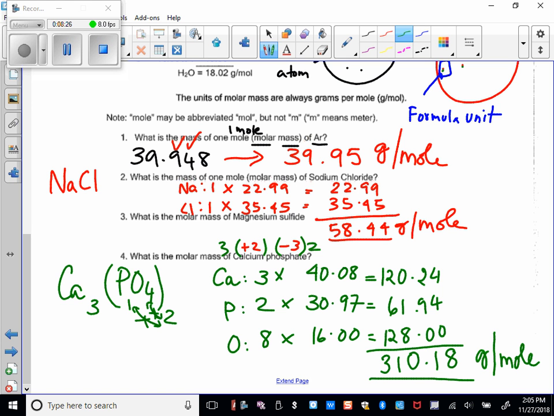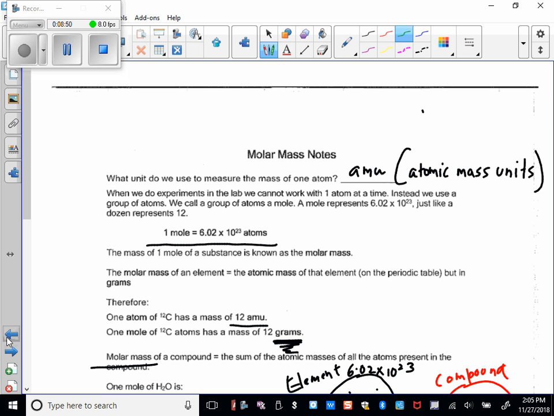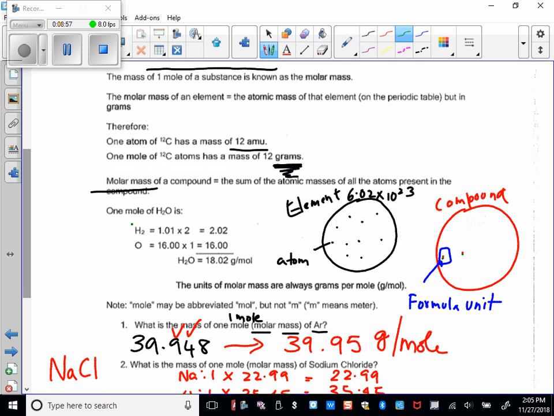Are we good with calculating molar mass? Is everybody good? Can I move on? Or we can do one more practice problem. Can I move to the next page then? On the molar mass page, it's just showing how to calculate the mass of water.